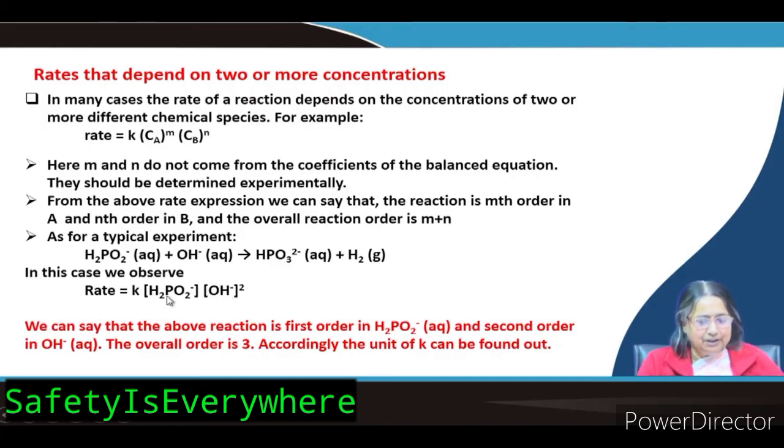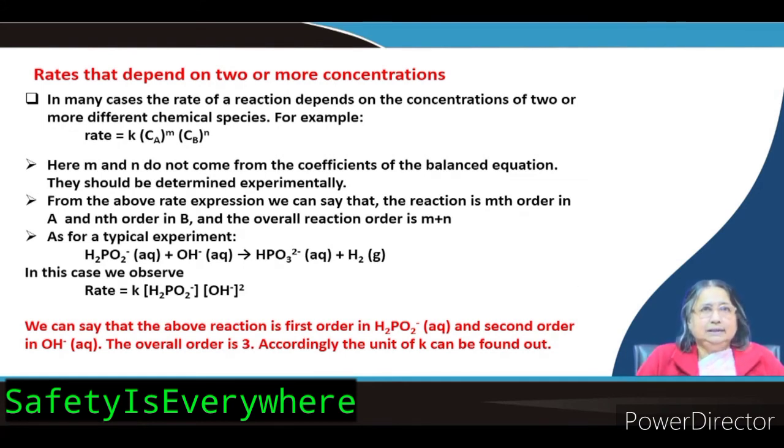Now, we can say from this that the above reaction is first order with respect to H2PO2 minus and second order with respect to OH minus. The overall reaction order is 2 plus 1, that is 3. Accordingly, the unit of k you can easily find out. So, I think it is clear from these examples.